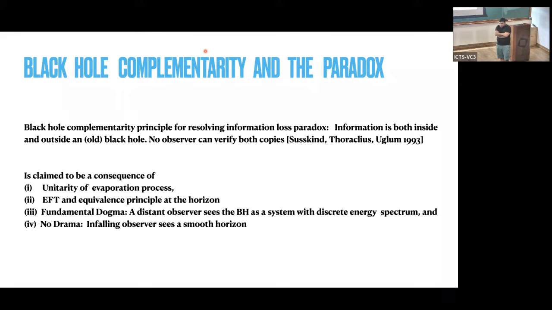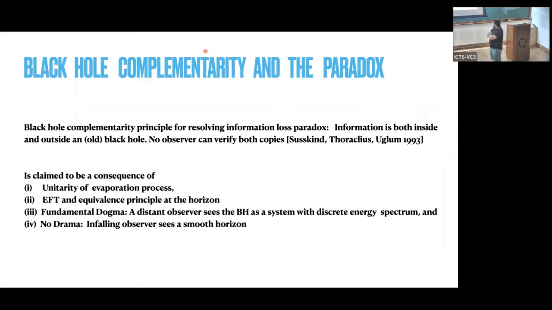So one is accessible by the infalling observer: a copy of the information of the initial state that formed the black hole is available to the infalling observer. And another copy will be accessible to the outside observer who will access the Hawking quanta coming out of the black hole. And there will be no real problem with the no cloning theorem, because no observer can actually verify both copies.